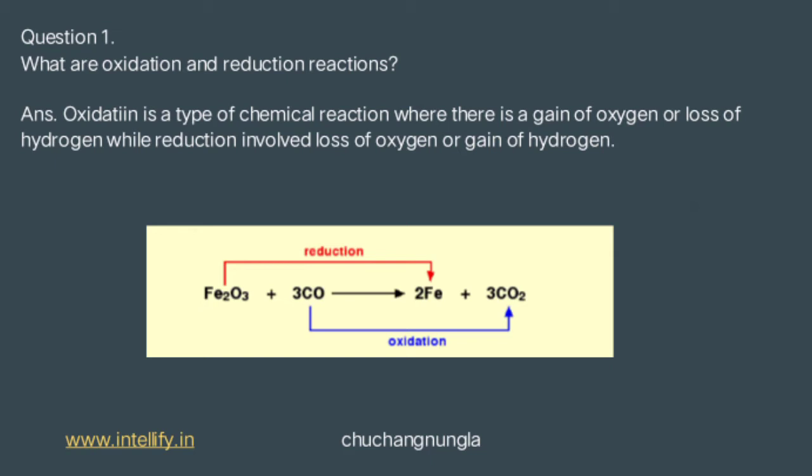So from the given example, that is the extraction of iron from its ore, we see that both reduction and oxidation are going on side by side, and this is also known as a redox reaction. An oxidizing agent is a substance which oxidizes something else. From the given example, we see that iron trioxide is considered to be the oxidizing agent, while carbon monoxide is considered to be the reducing agent.